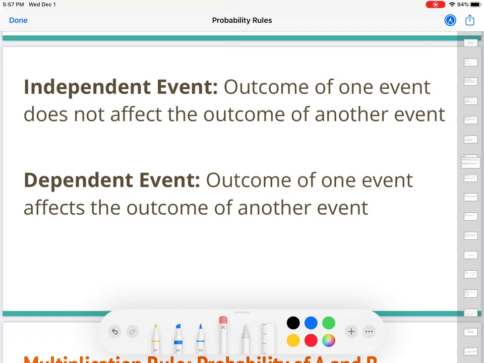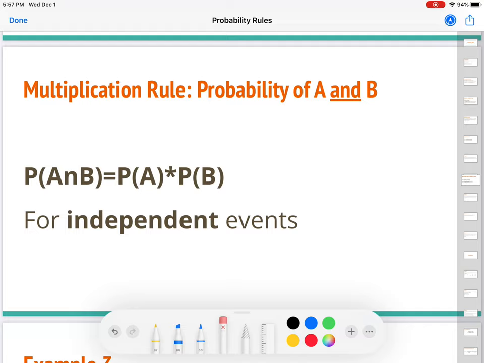So the multiplication rule that we're going to use today is for probabilities of, remember this is and, so the probability of A and B is equal to the probability of A times the probability of B. But this only works for independent events. So it has to be independent. There's another formula that we'll learn on another day for if they're dependent. So if it's not independent, we just don't have the tools yet to use that.